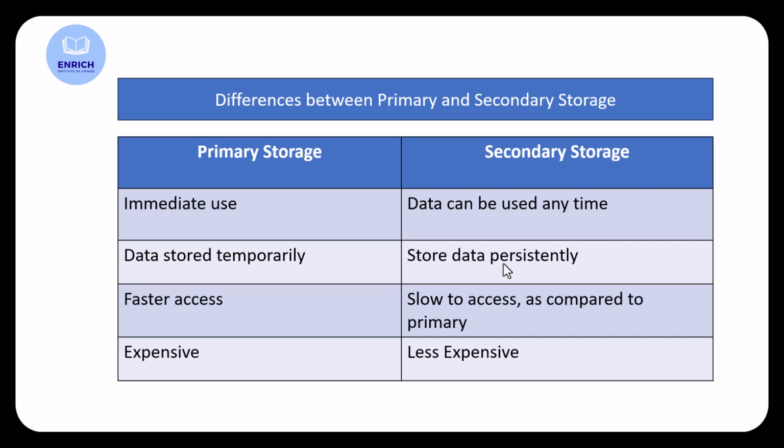Okay, primary storage, you can access the data faster because it is already there in the memory and the CPU has a direct connection with the RAM, so it can just directly take it up. Secondary storage will be slow to access because you have to open it from the secondary storage and then bring it to the memory and then do the processing. Primary storage is expensive, that's why we have less RAM, but the secondary storage is less expensive.